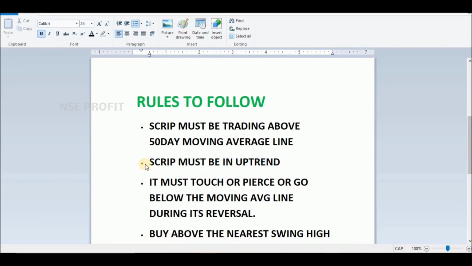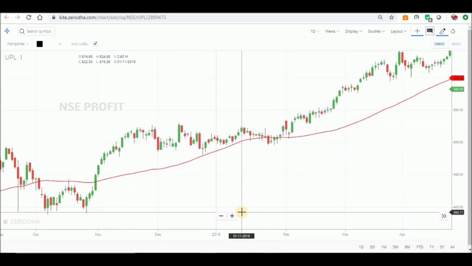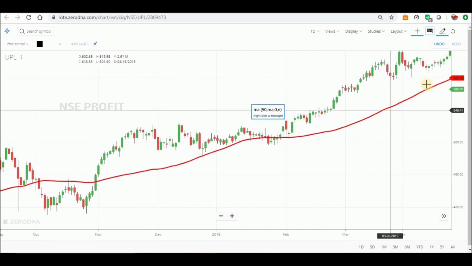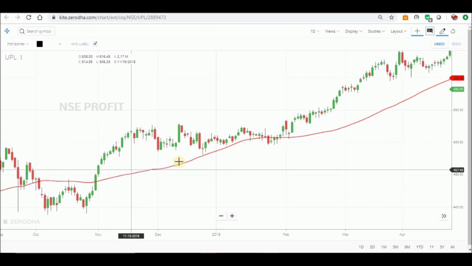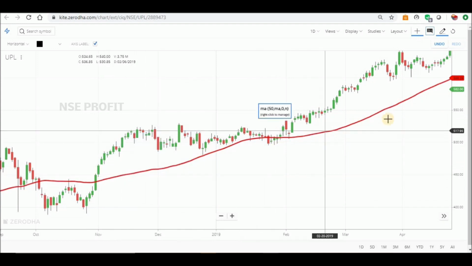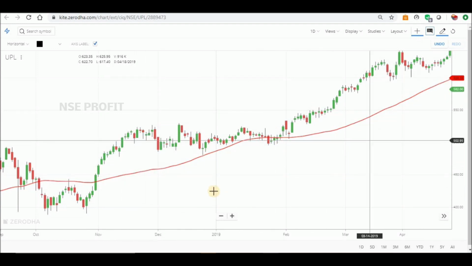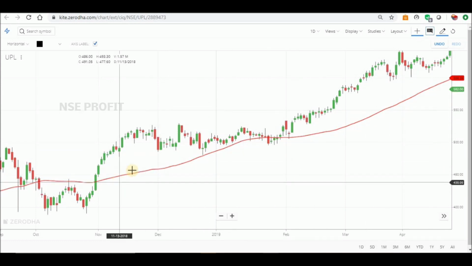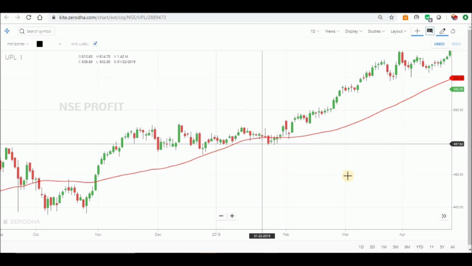Please do not put your positions in a stock which is in a downtrend. So please consider this one very important: the script must be in an uptrend. By looking at this 50-day moving average line, anyone can say that the stock price is moving up, because this MA line is going up diagonally. So anyone can come to the conclusion that the trend is an uptrend.